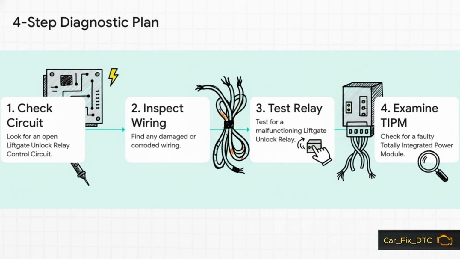So here's the plan, our four-step diagnostic. First, we check the circuit. Then, we inspect the physical wiring. If all of that looks good, we'll test the relay. And finally, only as a last resort, we're going to investigate the big one, the main control unit, the TIPM. See? It's a perfect process of elimination.